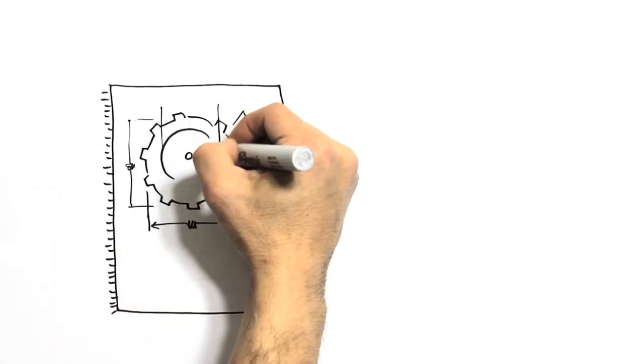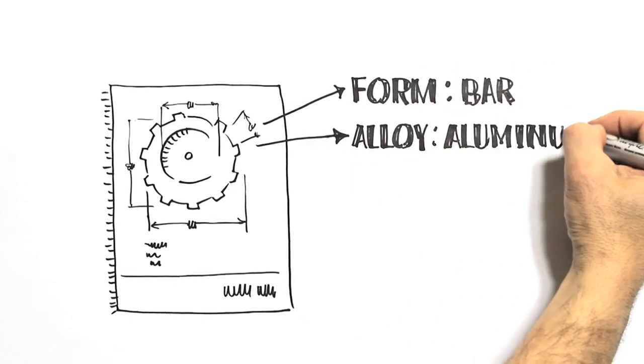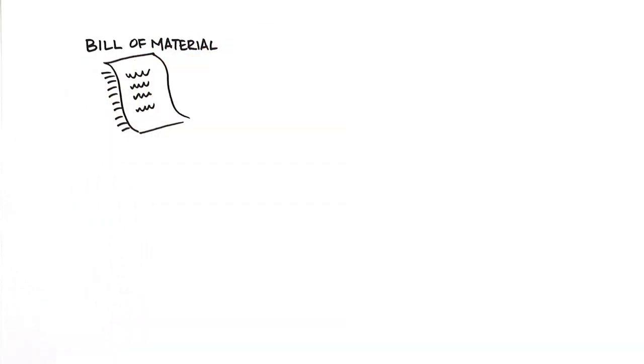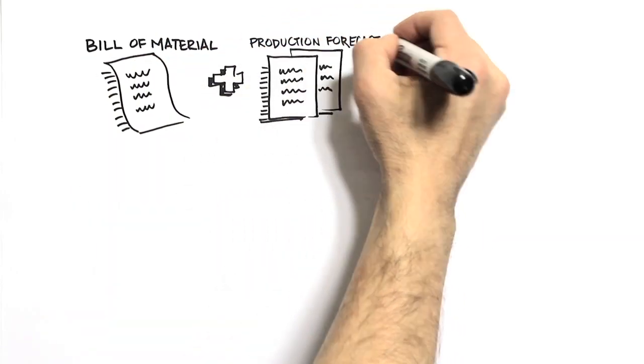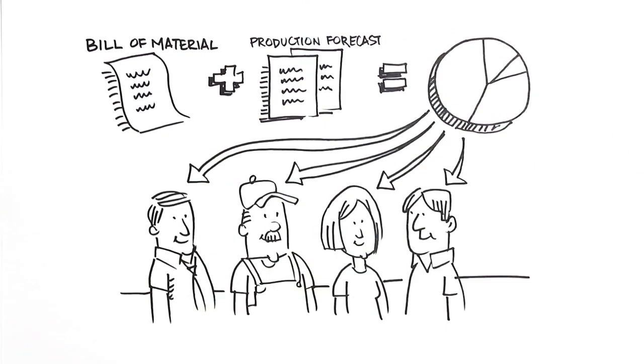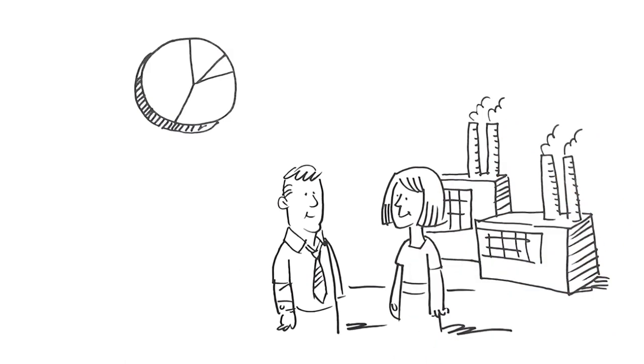It's a software and engineering-driven process that takes a blueprint and documents all of its raw material attributes, things like form, alloy, grade, specification, and size, all the information that a mill or distributor needs in order to take care of their customers. Then, Jim was able to combine this information with his finished part production schedules to create a detailed raw material forecast for each of his manufacturing sites and part suppliers. He also shared this forecast with Jill, the distributor, and with the mills.